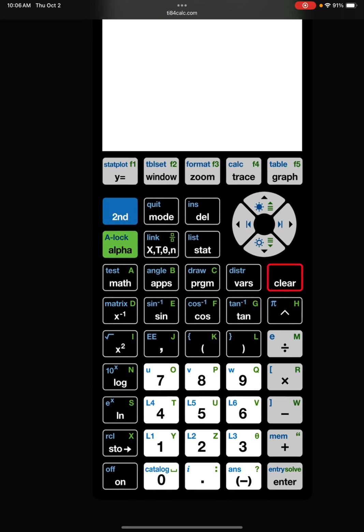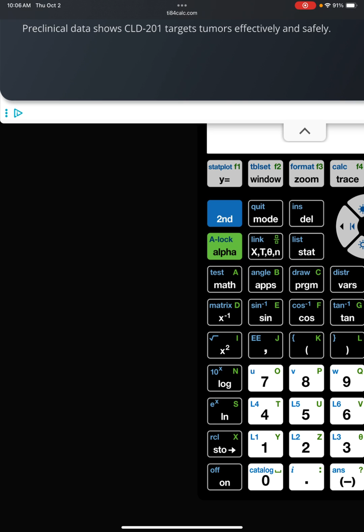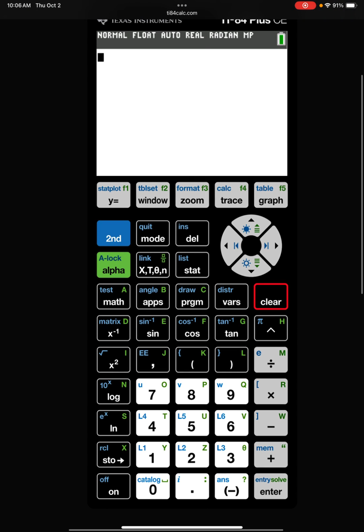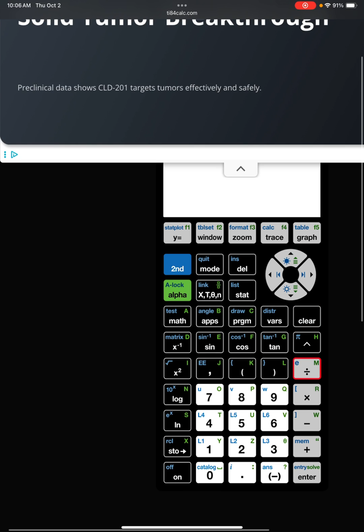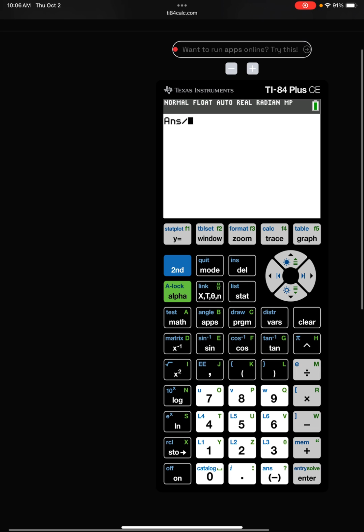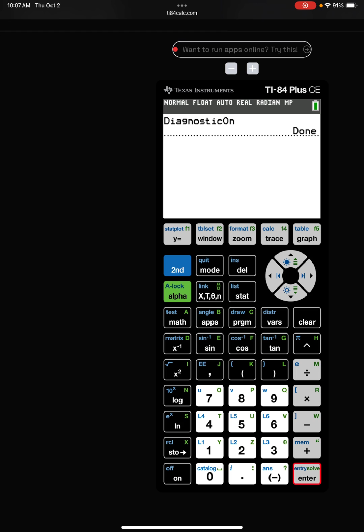We want to turn diagnostics on if it's not already on your calculator. The way you do that is you see where the 0 button is in blue. It says catalog. So we want to click the second, if I can get that to go off the screen, 1 second, there we go. Hit second 0 to bring up catalog. And we're going to go all the way down to diagnostics. It's in alphabetical order. And we want to turn diagnostics on. So just click enter on diagnostics on and then enter again.